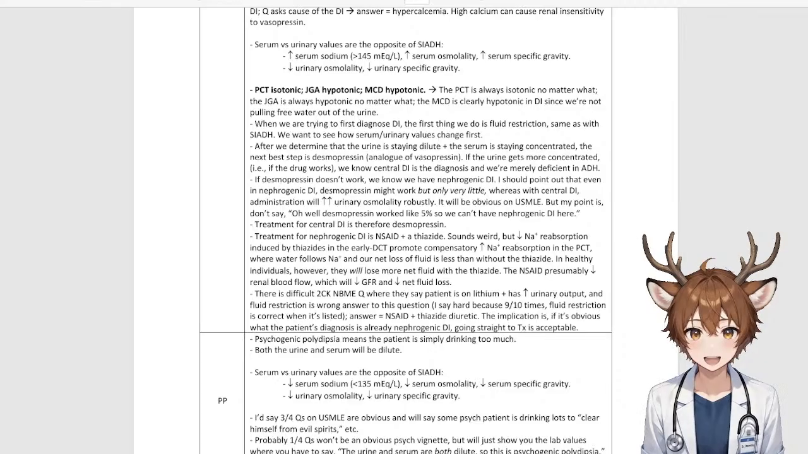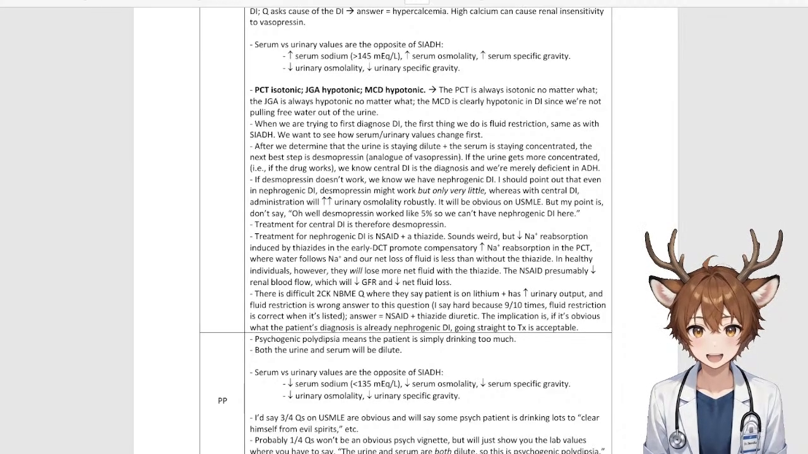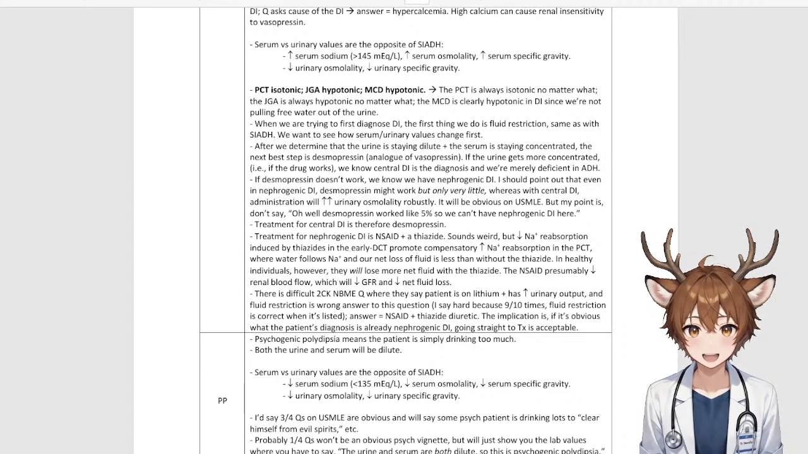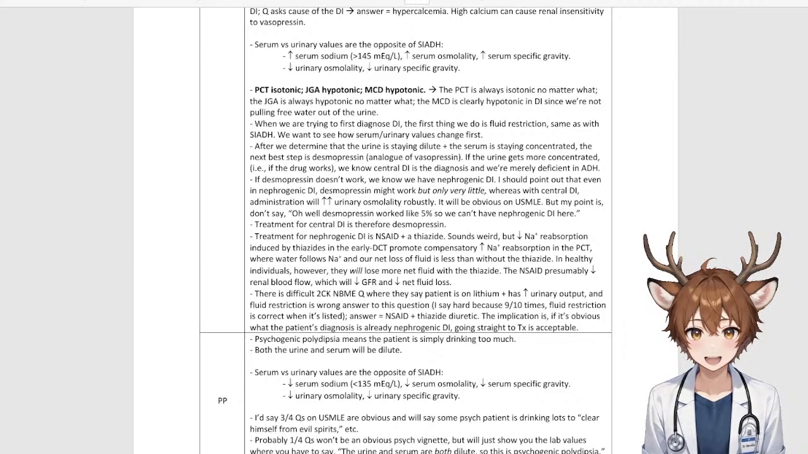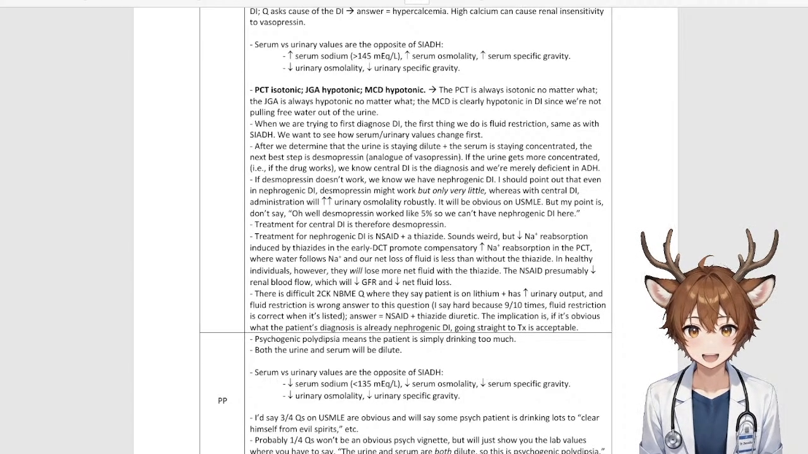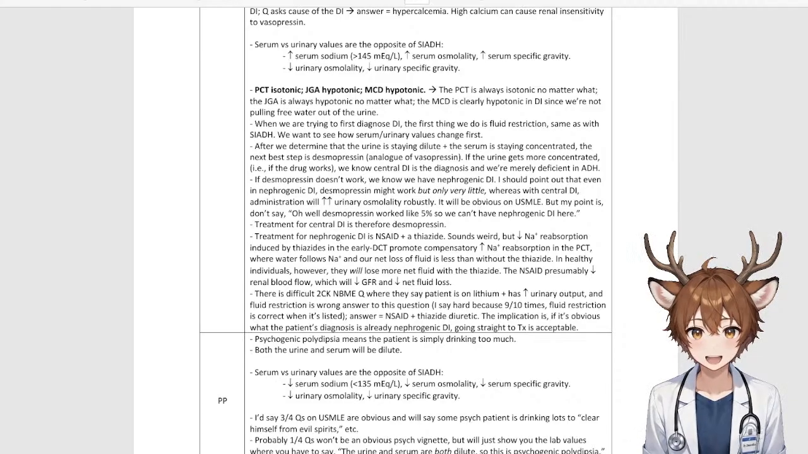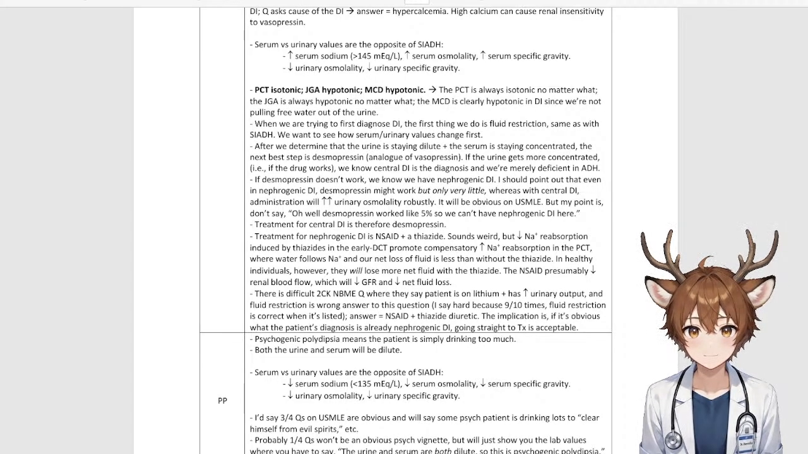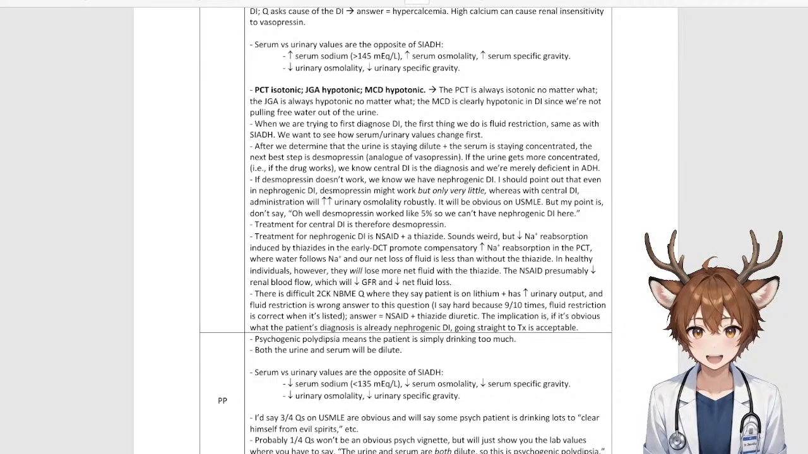There is a difficult Step 2 CK NBME question where they say the patient is on lithium plus has an increase in urinary output, and fluid restriction is the wrong answer to this question. I say this is hard because 9 out of 10 times fluid restriction is the correct answer when solicited. But in this case it isn't. The answer would be an NSAID plus a thiazide diuretic.